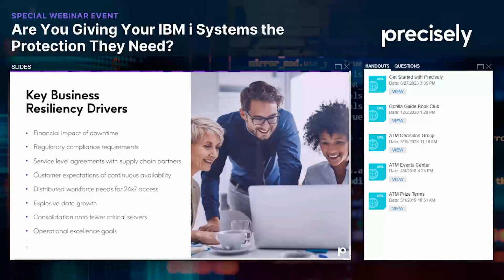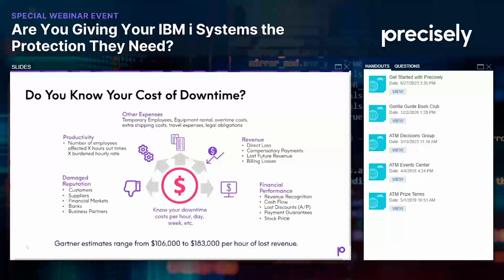So there are a lot of reasons driving people to look at their availability and look beyond, say, a once-a-day tape backup or some kind of snapshotting, to a real full availability solution where you're replicating data in real time. You're providing a failover mechanism that can keep your system, your applications and your data available, within minutes or seconds of downtime. So that downtime cost slide that we talked about is one we've talked to for quite a bit of time here at Precisely, but it's still very valid.